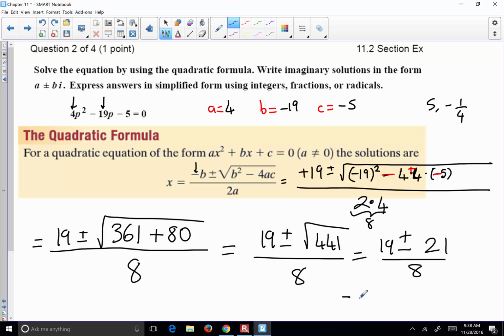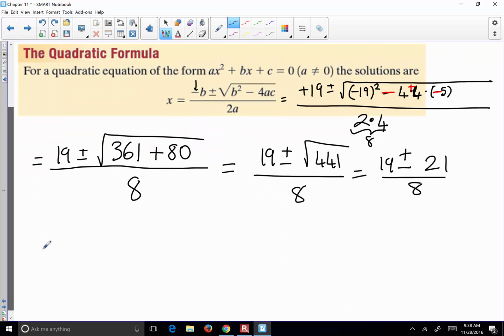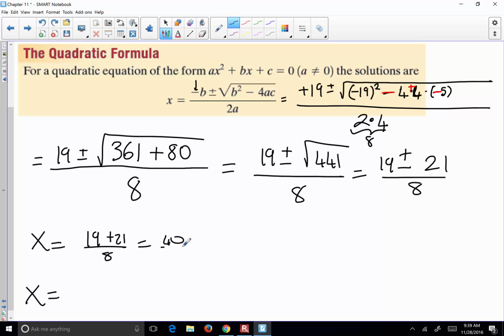And now it's time to split this answer into 2 parts. This x is either the positive option or the negative option. That's 40 over 8. That's a 5. However, when I subtract, it drops to negative 2 on the top. Well, they still cancel. Divide both sides by 2 and we get -1/4, right? Seems like we got the same answer, 5 and -1/4. Okay?